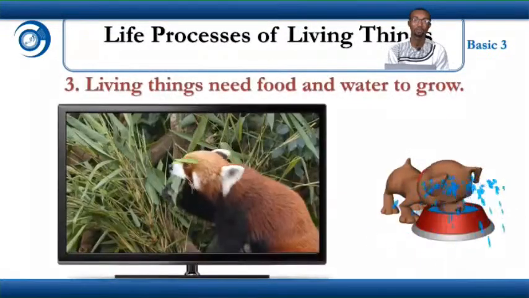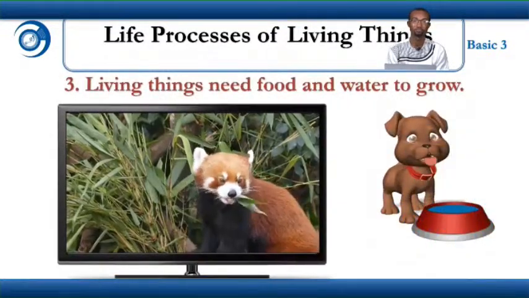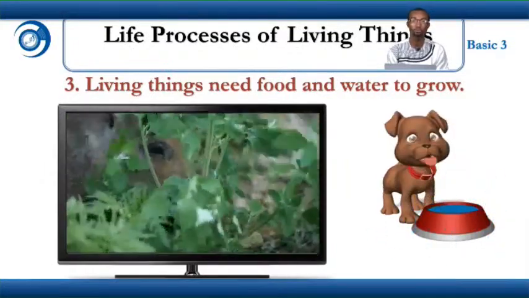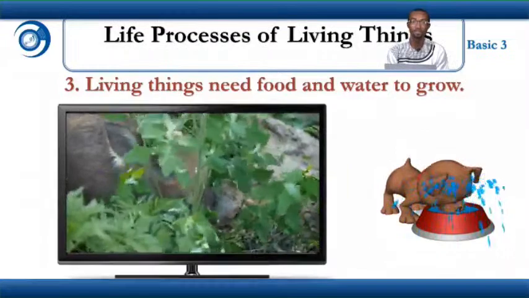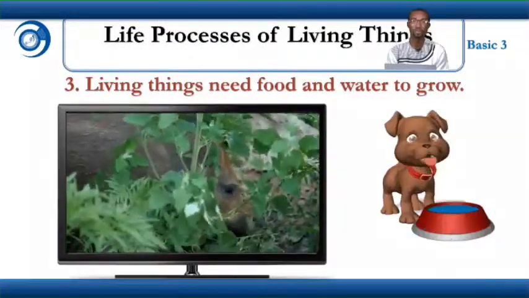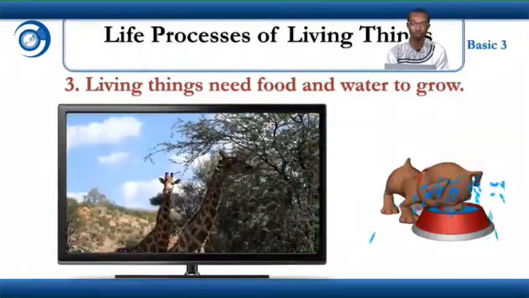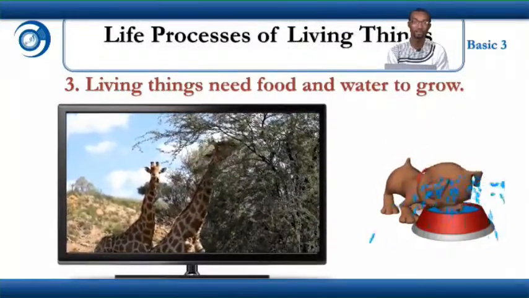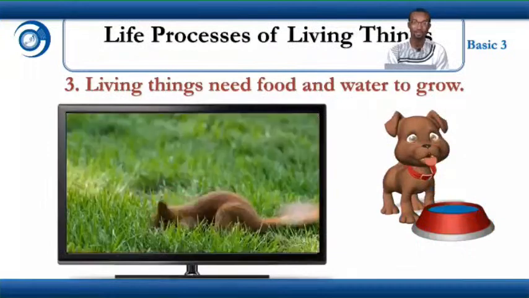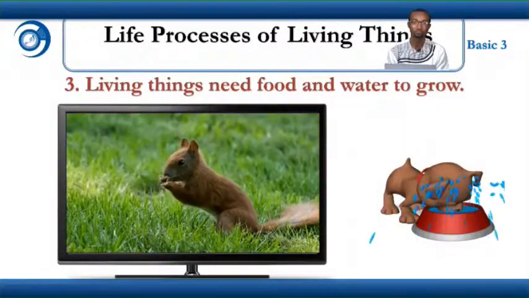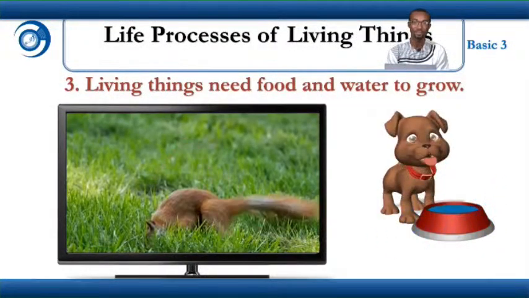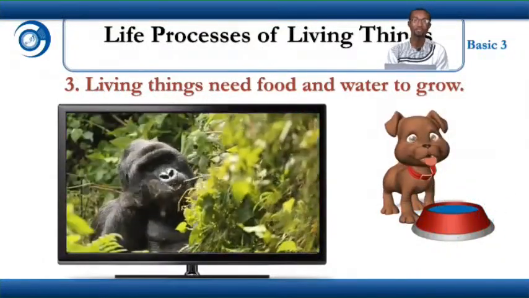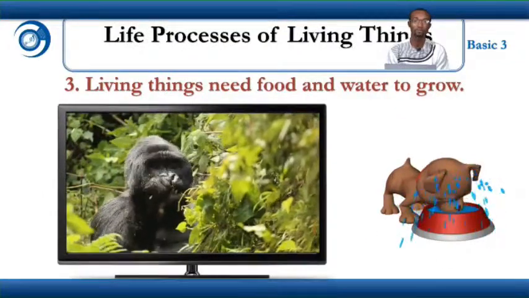Let's look at the third one. Living things need food and water to grow. So starting with animals, you see on the screen animals eating. You see animals eating because as a living thing, you need food in order to grow.